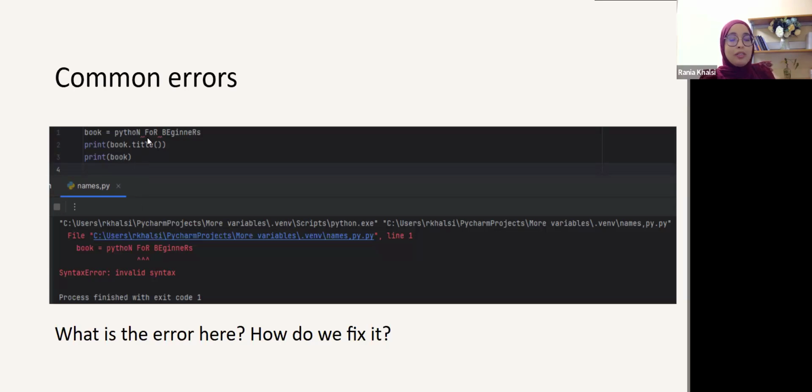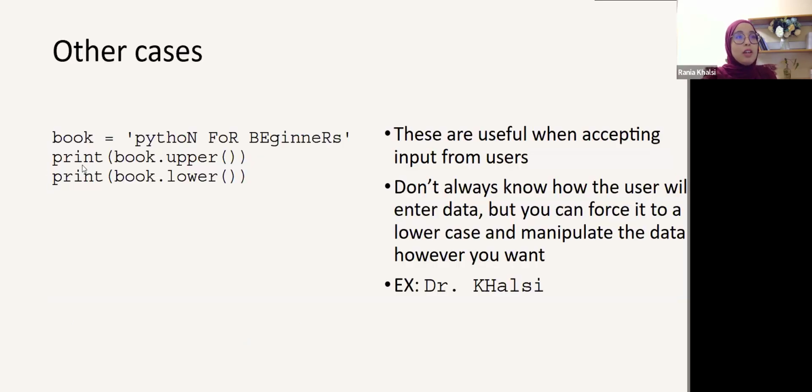So we're trying to apply the method title, which only works given a string data type. My variable book here doesn't look like a string. So how does Python understand that a given variable is a string? It's whether you add single or double quotes. So this is the concept.